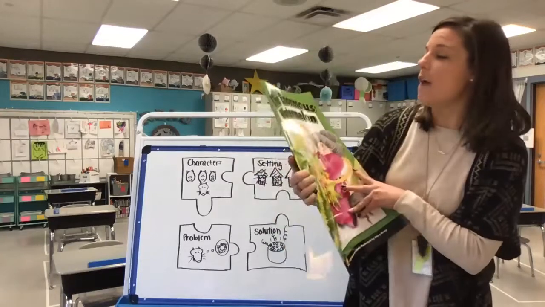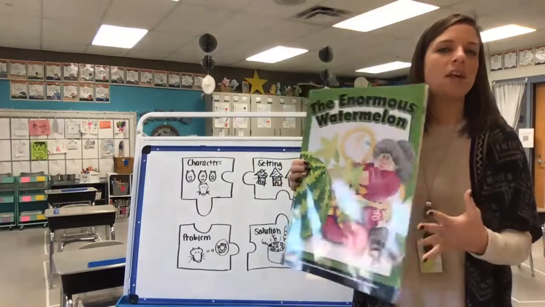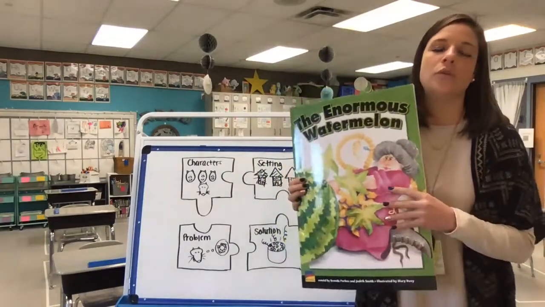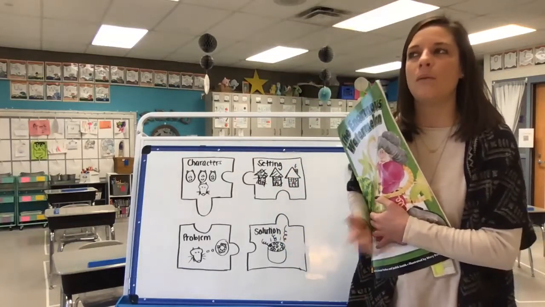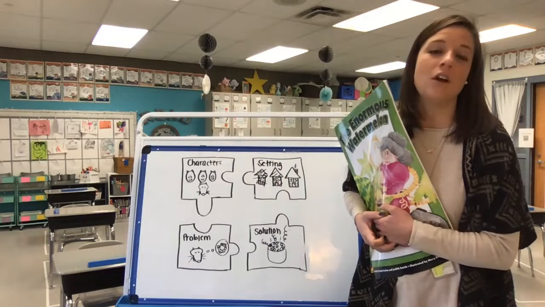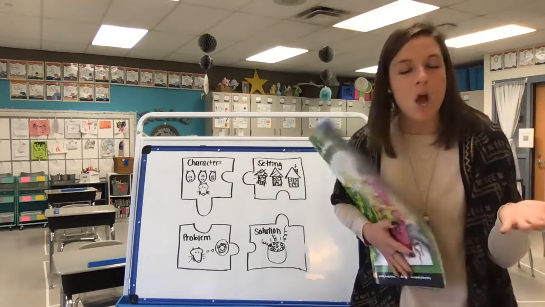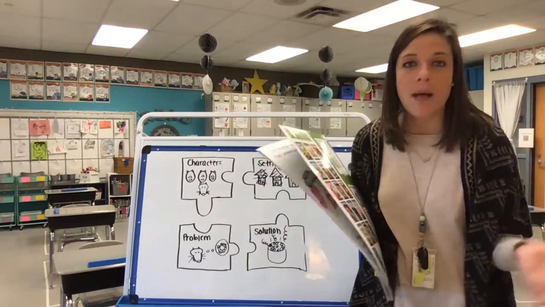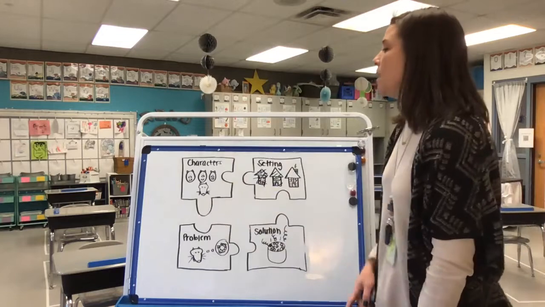We read the story of The Enormous Watermelon the other day, and there were different characters introduced throughout the story. If this story was just, there's a lady that planted a seed, a watermelon grew, and she couldn't get it off the vine, the end, we'd be like, okay, well, she had a problem, but then what happened? So all of these things make a story exciting and fun.